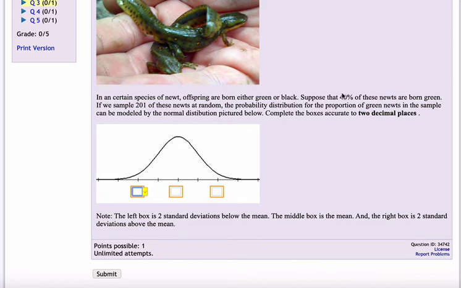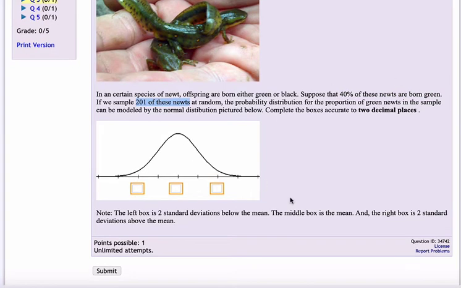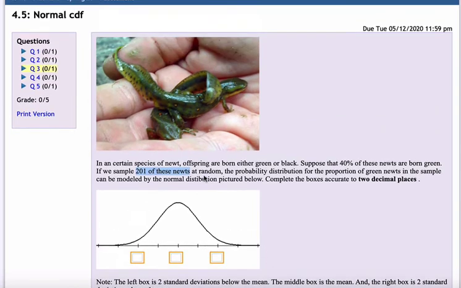Let's see if I read through it. It says 40% are born green. That sounds like P. And with a sample of 201 of these little guys, that sounds like N. I know N and P. I can get the center and the spread. Type them into the boxes.